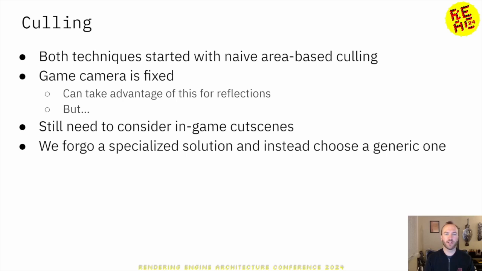Both techniques started with very naive culling techniques, which more or less considered a large number of objects surrounding the player and the camera. Now, our game camera is fixed, so one might assume that we could use this to our advantage for a technique like reflections. And indeed, we try to, but we also have to consider other camera situations like in-game cutscenes and points of interest. Instead of trying to maintain unique approaches for each possible camera scenario throughout gameplay, we opted instead to try to formulate a generic approach that would still achieve a reasonable minimum of objects captured.